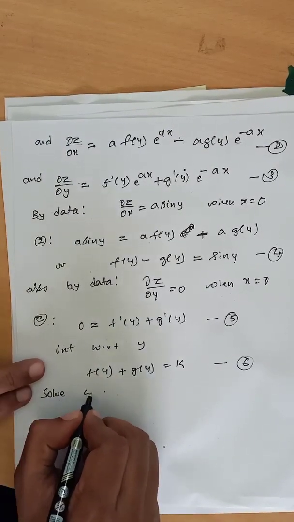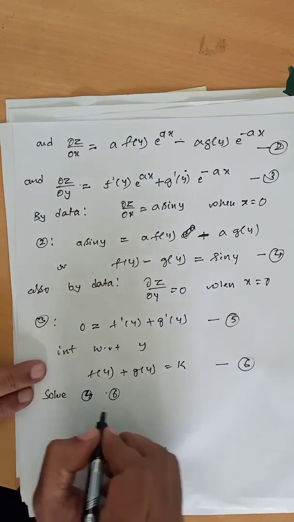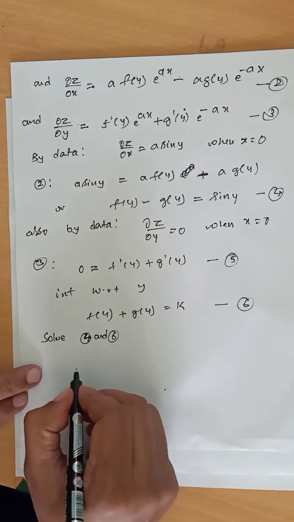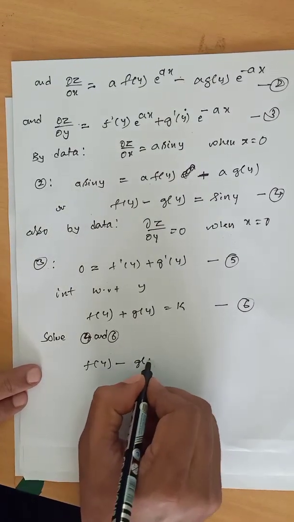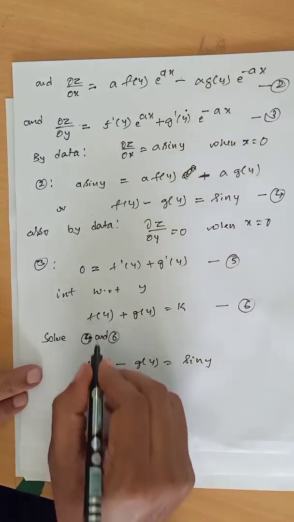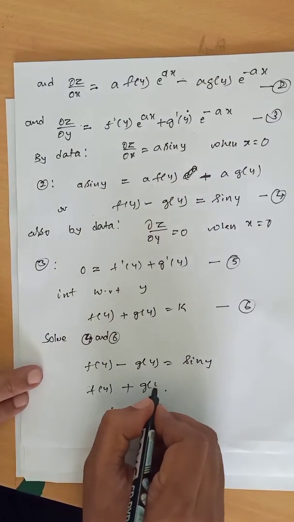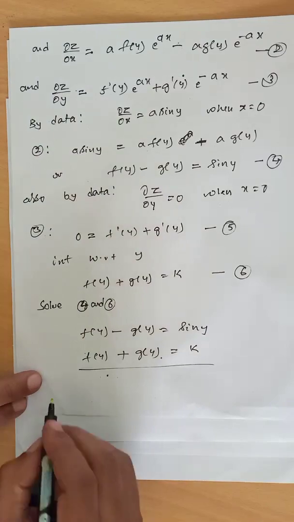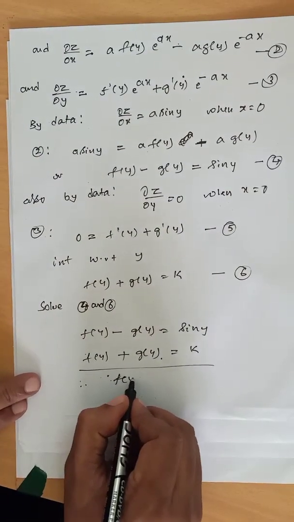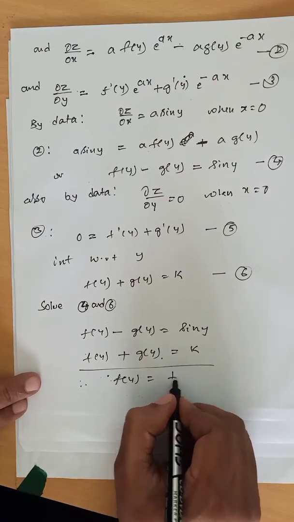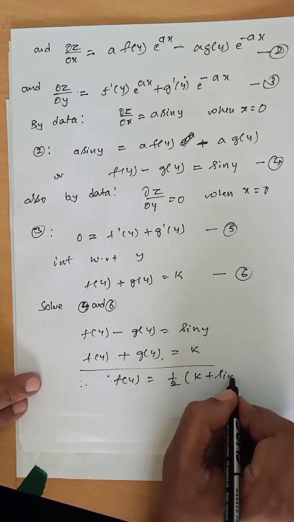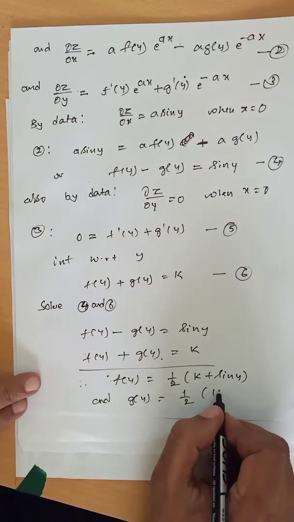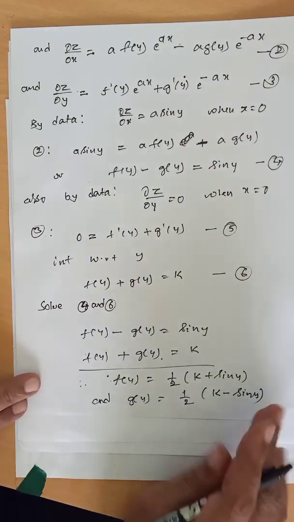Next, solve 4 and 6 to get f(y) and g(y). That is, f(y) − g(y) = sin y and f(y) + g(y) = k. We can easily solve this; adding and subtracting is the option. Therefore f(y) = 1/2 (k + sin y), and g(y) = 1/2 (k − sin y).